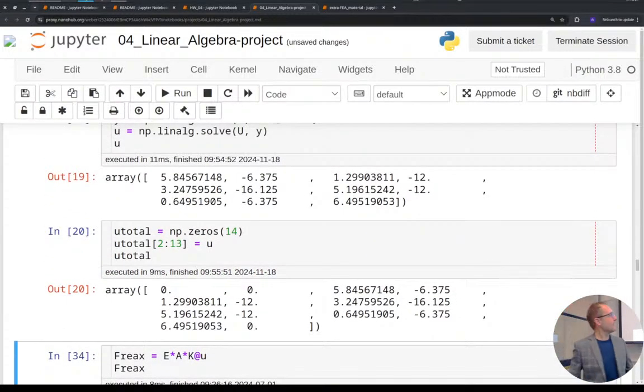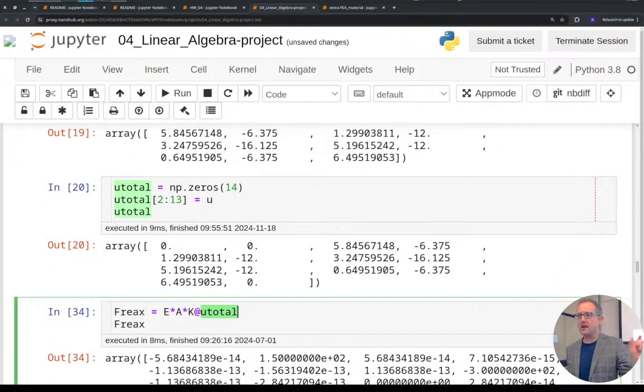Now when I look at what u looks like with the boundary conditions in there, there were 2 zeros to start, so node 1 in the x and y has 0 displacement, and node 7 had 0 y displacement, because it's always xy, xy. Now I can take EAK equals F, so EAK times U is F, and I want to use the @ symbol for the matrix multiply.